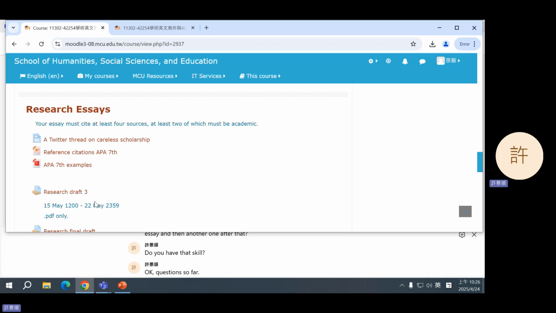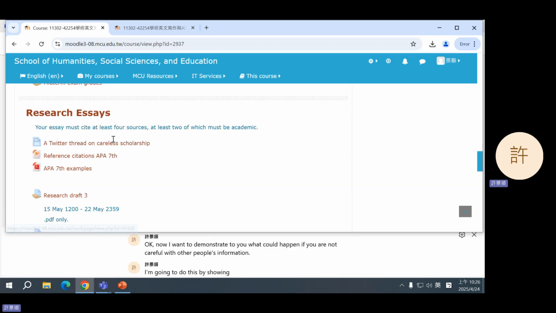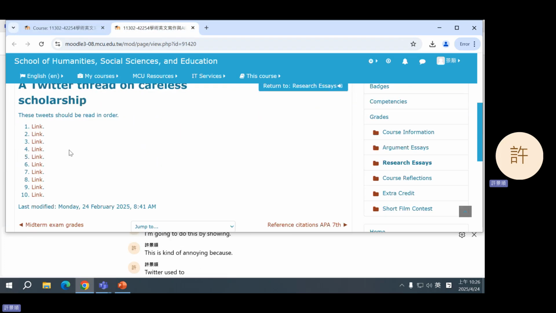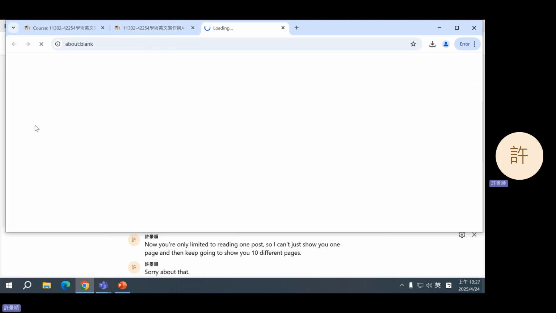Okay, now I want to demonstrate to you what could happen if you are not careful with other people's information. I'm going to do this by showing you a Twitter thread. This is kind of annoying because Twitter used to be completely open. You don't have to have an account and you can just read everything. But after Elon Musk took over, now you are only limited to reading one post. So I can't just show you one page and then keep going. I have to show you 10 different pages. Sorry about that.